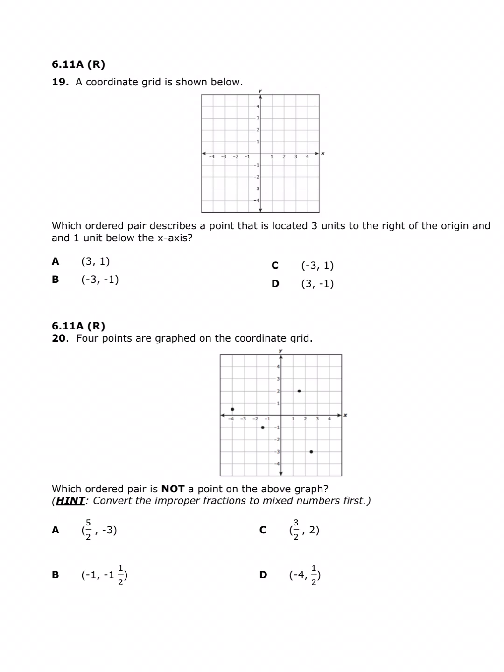Number 20. 4 points are graphed on the coordinate grid. Which ordered pair is not a point on the above graph? Hint: convert the improper fractions to mixed numbers first. A. 5 over 2, negative 3. B. Negative 1, negative 1.5. C. 3 over 2, 2. D. Negative 4, 1/2.